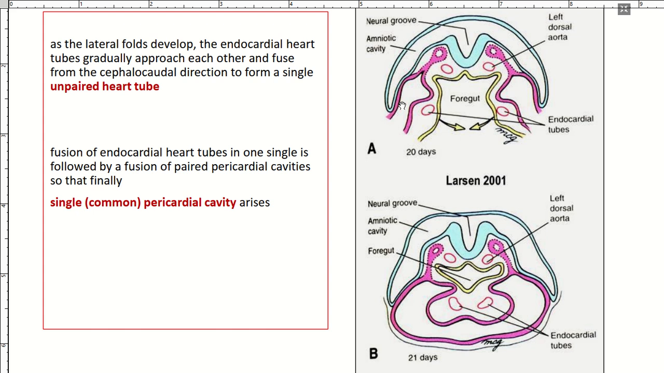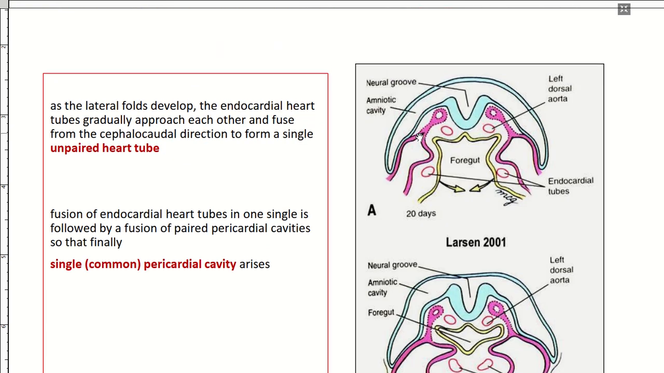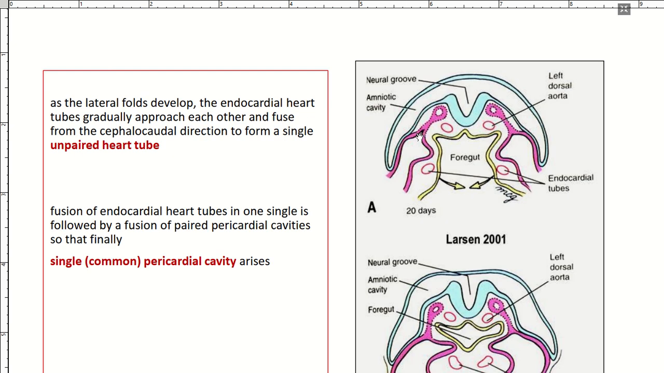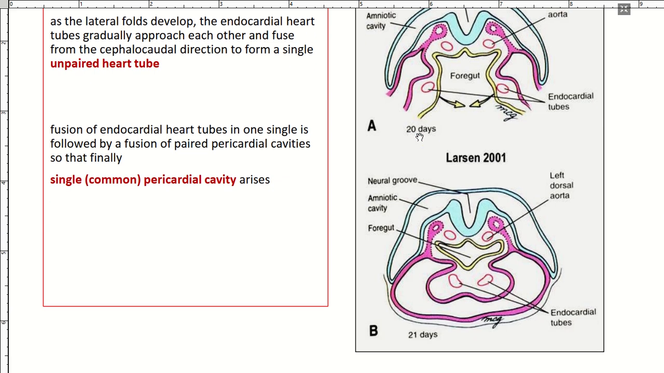Right. So you can actually see here there's a pericardial cavity. There'll be two, one from each side, from this side and this side. As the endocardial tube is formed from the fusion of those endocardial heart tubes, you're also going to have the fusion of the paired pericardial cavities to form a single common pericardial cavity. So this becomes your single common pericardial cavity.